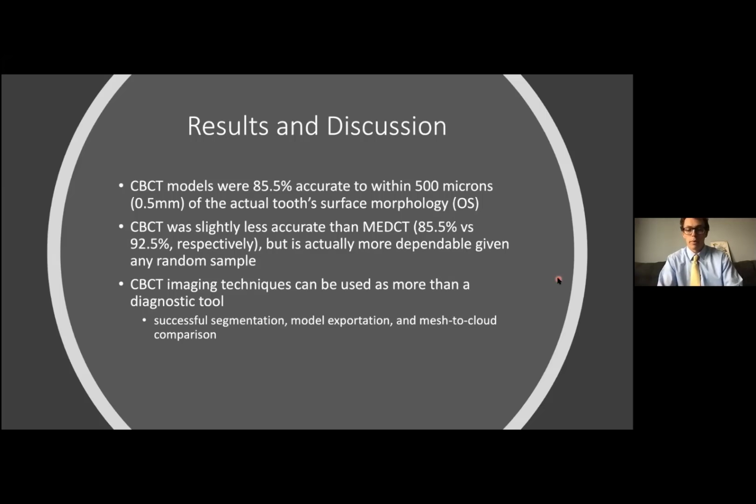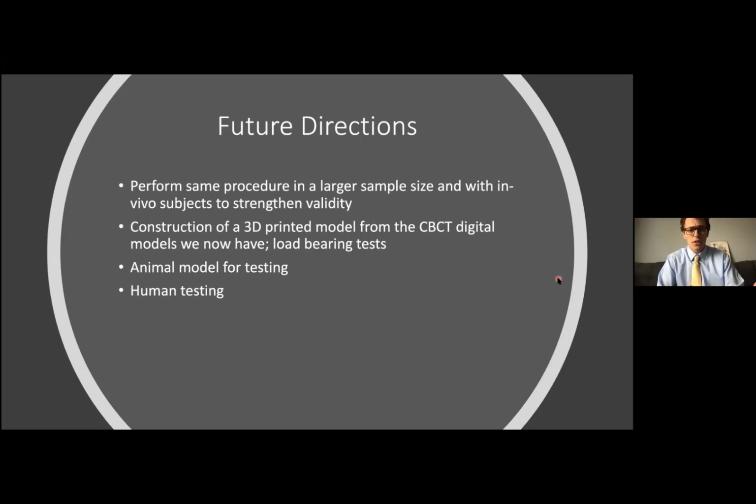Our future directions: this summer, I'm going to be working with the dental school summer scholarship program to perform the same procedure in a larger sample size and with in vivo subjects to strengthen the validity. This study was done with cadaveric samples, and so the periodontal ligament may have calcified due to old age or fixative agents, and so we want to see what it's like for actual patients who are getting an implant. The next thing would be to construct a 3D printed model from the cone beam digital models that we now have, and then put that through finite element analysis and load-bearing tests.